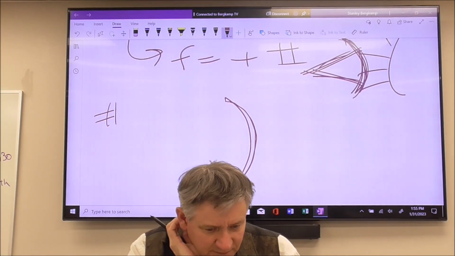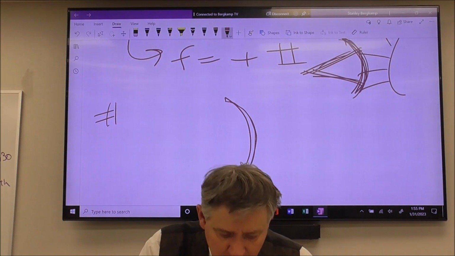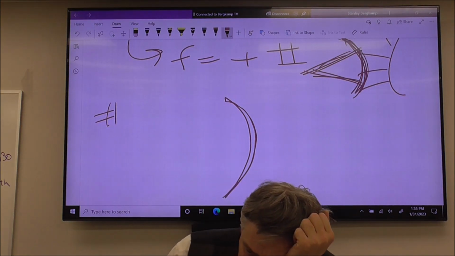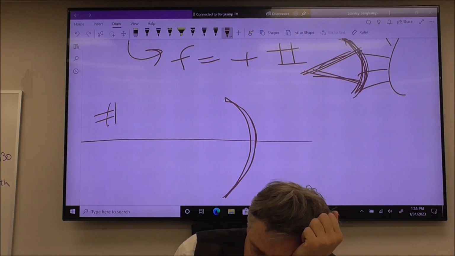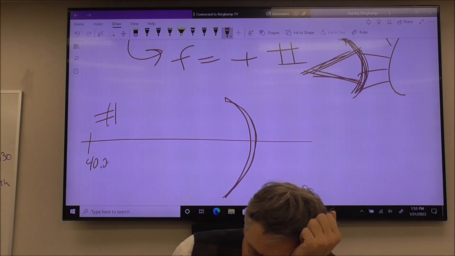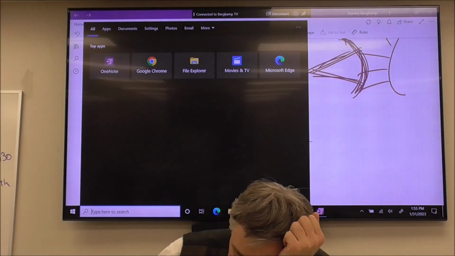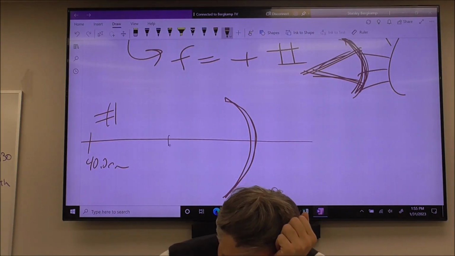Now, if you go through this one, you have a really, really long focal length out here at 40 centimeters, and the object distance is here at 20 centimeters. And here's your brush.